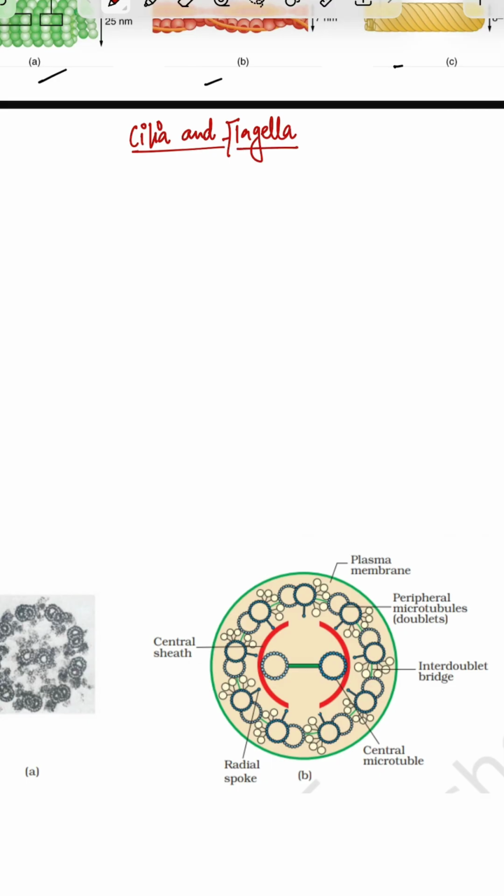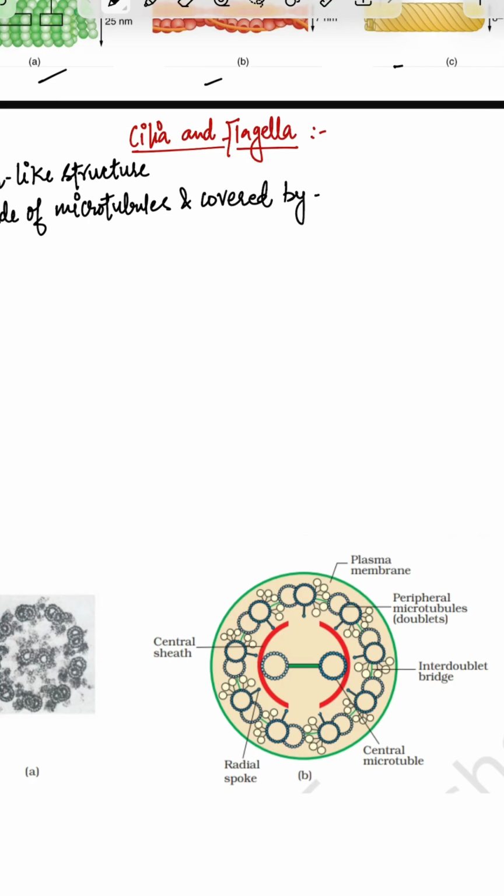which is also a type of microtubule, just like tubulin. So cilia and flagella are basically hair-like structures. They are made up of microtubules and covered by an extension of plasma membrane. So they are basically just an extended form of plasma membrane.